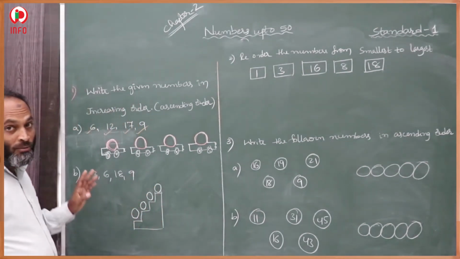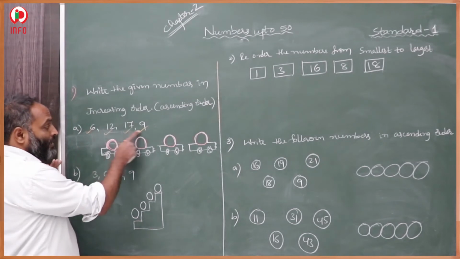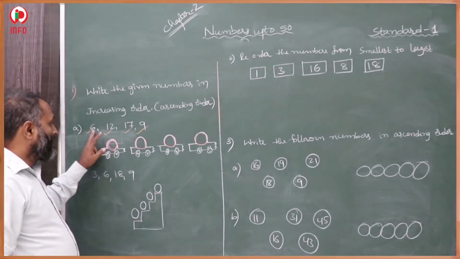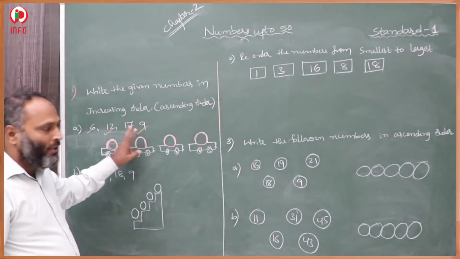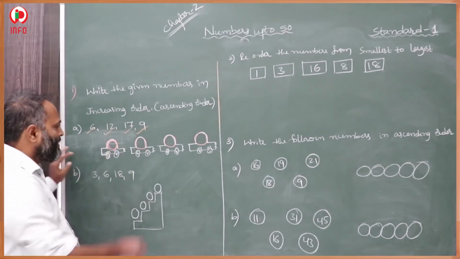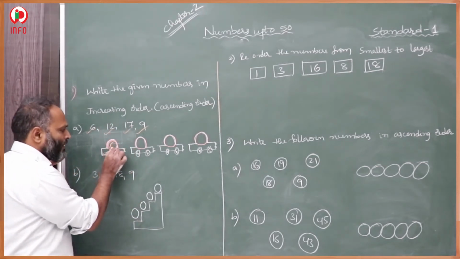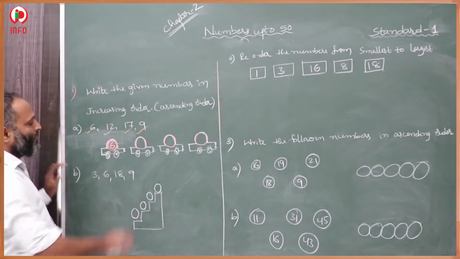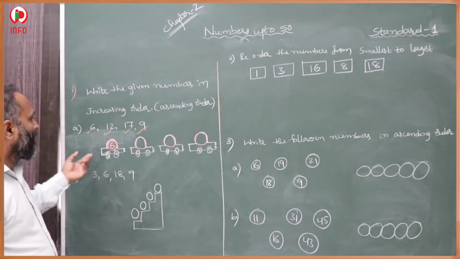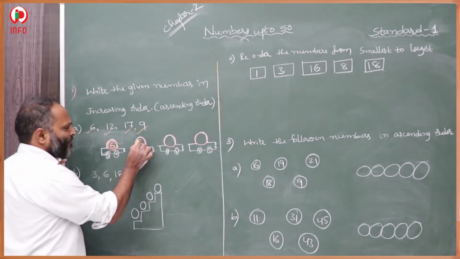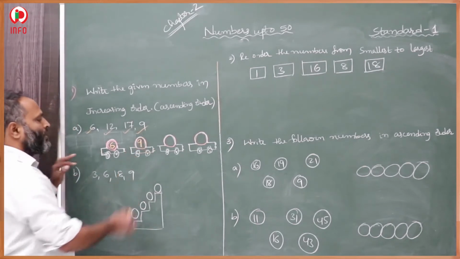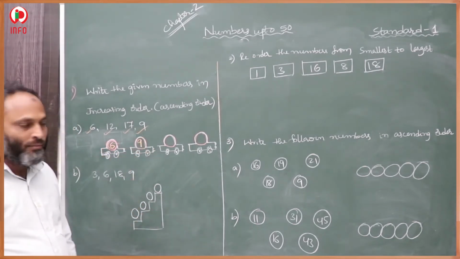Single digit numbers are smaller numbers. We have 2 single digit numbers, one is 6, the other one is 9. 6 is very small, so first we have to take 6 here. Then a little bit bigger is 9. After 6, 9 will come.